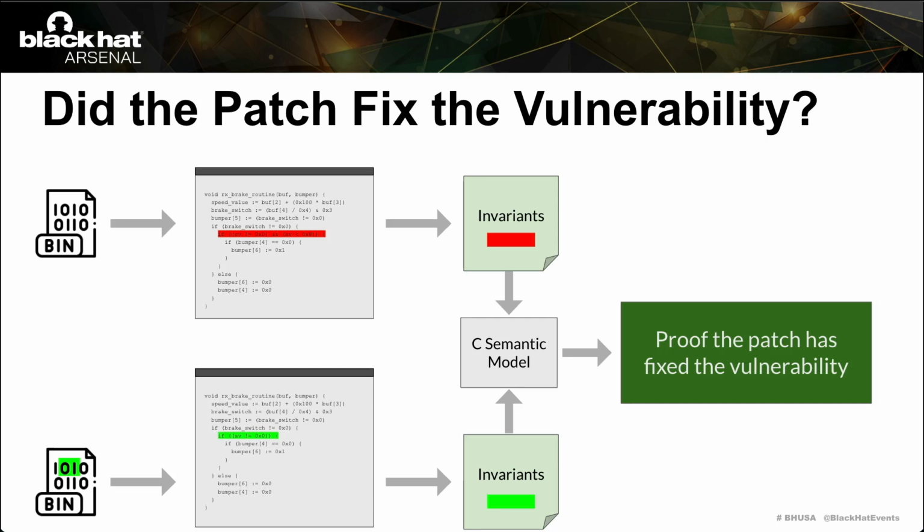For example, we can prove that a patch fixes a buffer overflow. And we use our C semantic model, which looks at the invariants of the original and the invariants of the modified C code, to prove that the patch fixed, let's say, a memory overflow vulnerability. And in this way, we could use invariants to prove adherence to other models, like protocols, if those models exist.